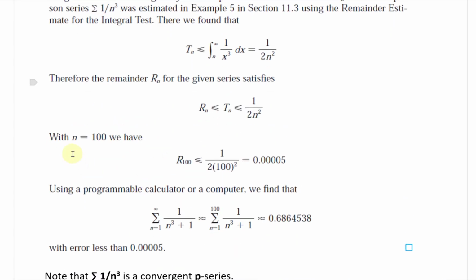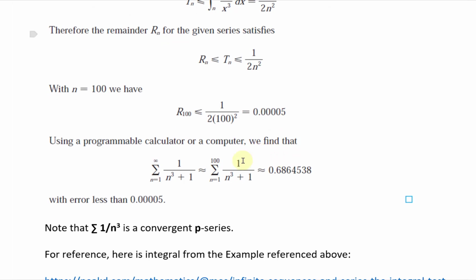Yeah, so this means here, with n equals 100, if you plug that into Rn, in this one right here, you get 0.00005, which is 0.0000 with a 5. So the remainder at the 100th n, or the remainder of the 100th partial sum, is equal to this right here. It is less than that.